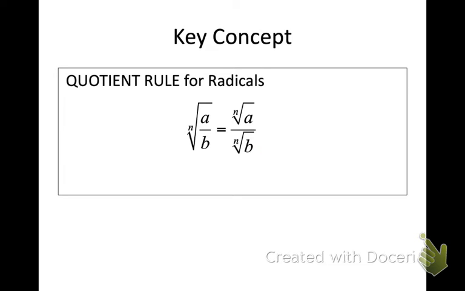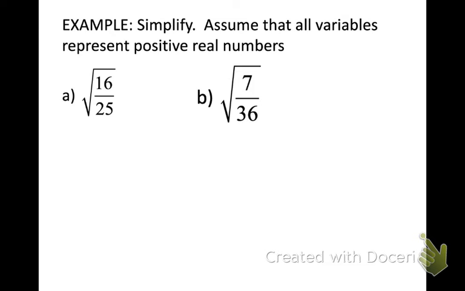Quotient rule for radicals. So the same thing applies. If you have an nth root of a fraction a divided by b, we can separate it and do the nth root of a over the nth root of b. So for a, we have the square root of 16 over 25. So I can turn that into the square root of 16 over the square root of 25, which the square root of 16 is 4. The square root of 25 is 5.